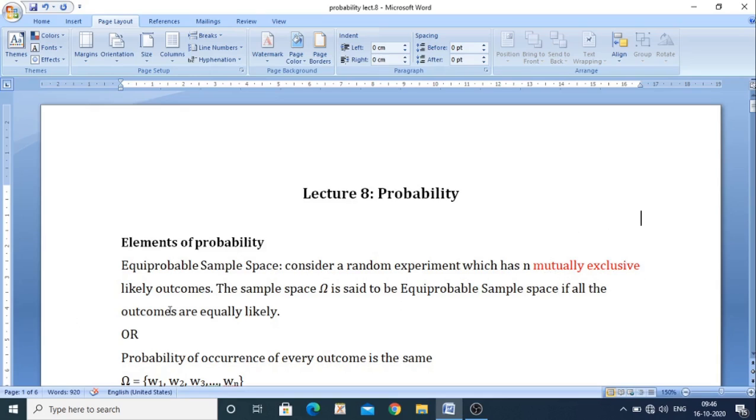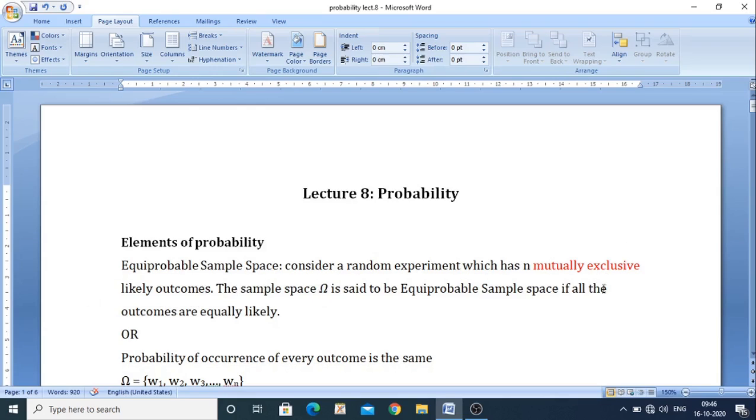And likely outcomes means all are having equal chance. That means when we toss the coin, head and tail, the chance of head as well as the chance of tail, both are the same, that is 50-50%. If we are rolling a die, then there are 6 outcomes, so the chance for each one is the same, that is 1/6. If there are 10 students in the class and the teacher is going to call one student, then the chance for each is 1/10. So here the chances are equally likely. So that is the definition of the equiprobable sample space.